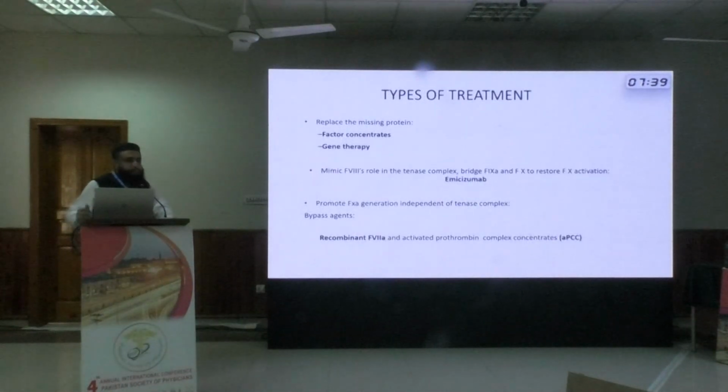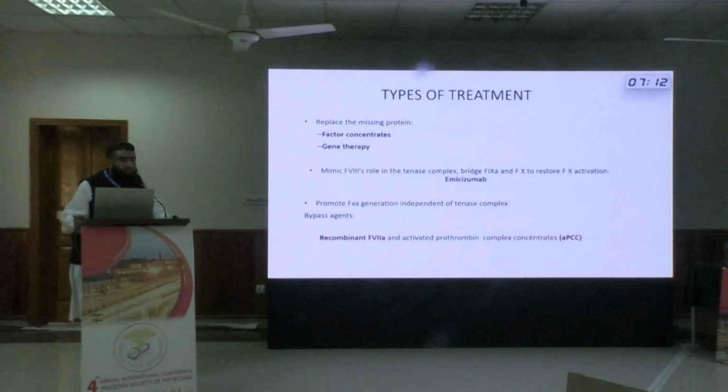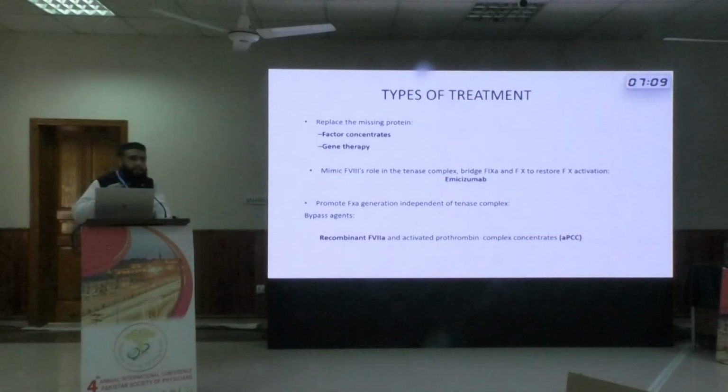Different types of treatment have been given. First is replacing the missing protein, which includes factor concentrate and gene therapy. Another is the human monoclonal antibody emicizumab, which mimics the role of factor 8 in the tenase complex. It bridges activated factor 9 and factor 10 to generate activated factor 10. Another option is bypass agents, which include recombinant activated factor 7 and activated prothrombin complex concentrate.